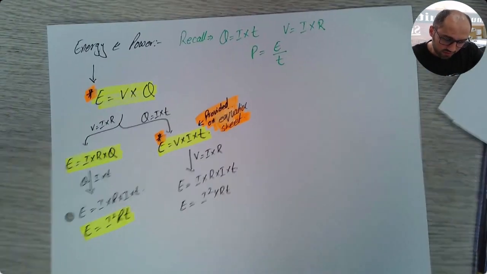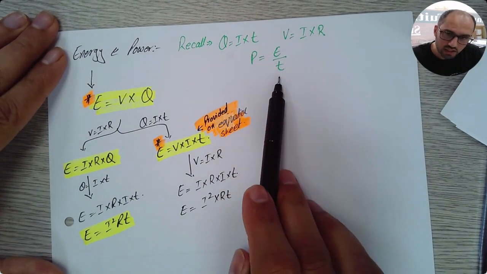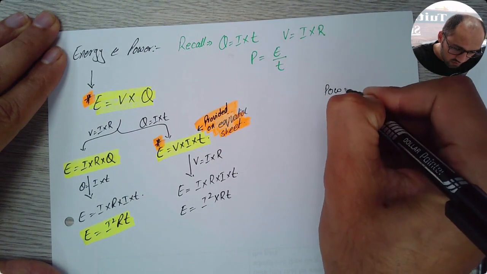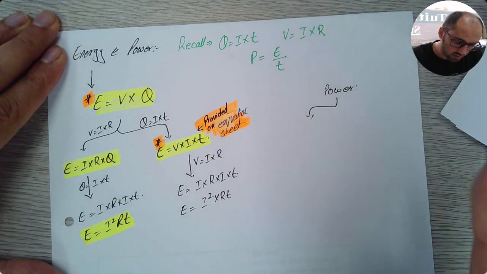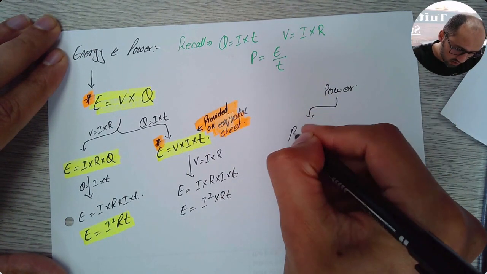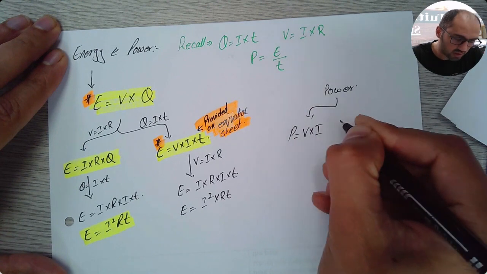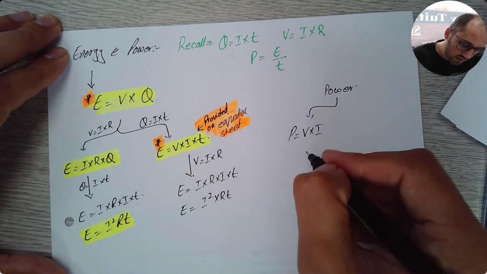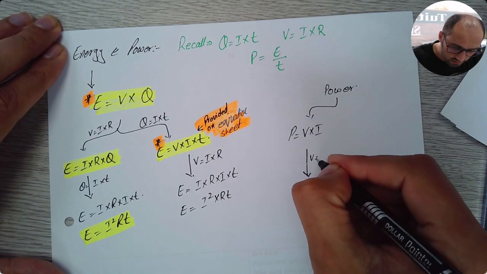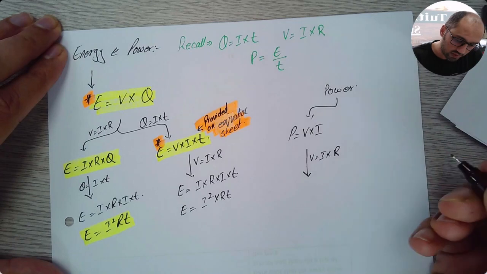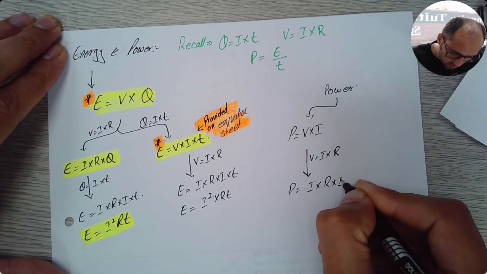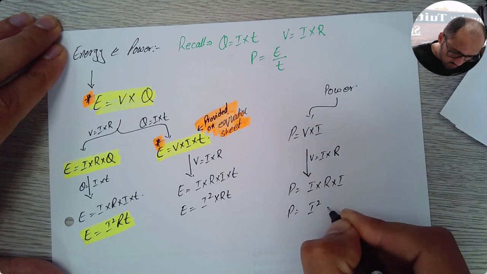Now we know if I divide energy by time, I'll end up with an equation for power. So when it comes to power, we can have various equations as well. If I divide V times I times T by T, it gives me one equation as P equals V times I. Then the second equation, what I can do is replace V with I times R, and if I do that, I'll end up with P equals I times R times I, which is P equals I squared times R.